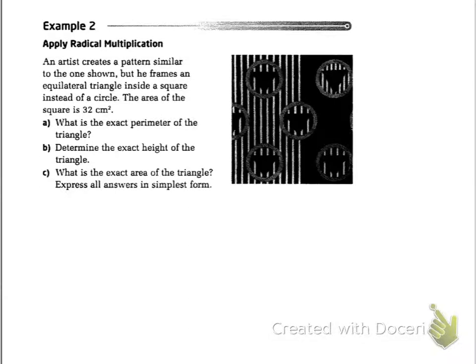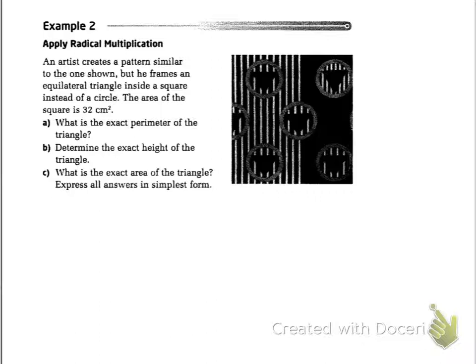Here we are, 5.2, multiplying radicals. Example 2. An artist creates a pattern similar to the one shown, but he frames an equilateral triangle inside of a square instead of a circle.